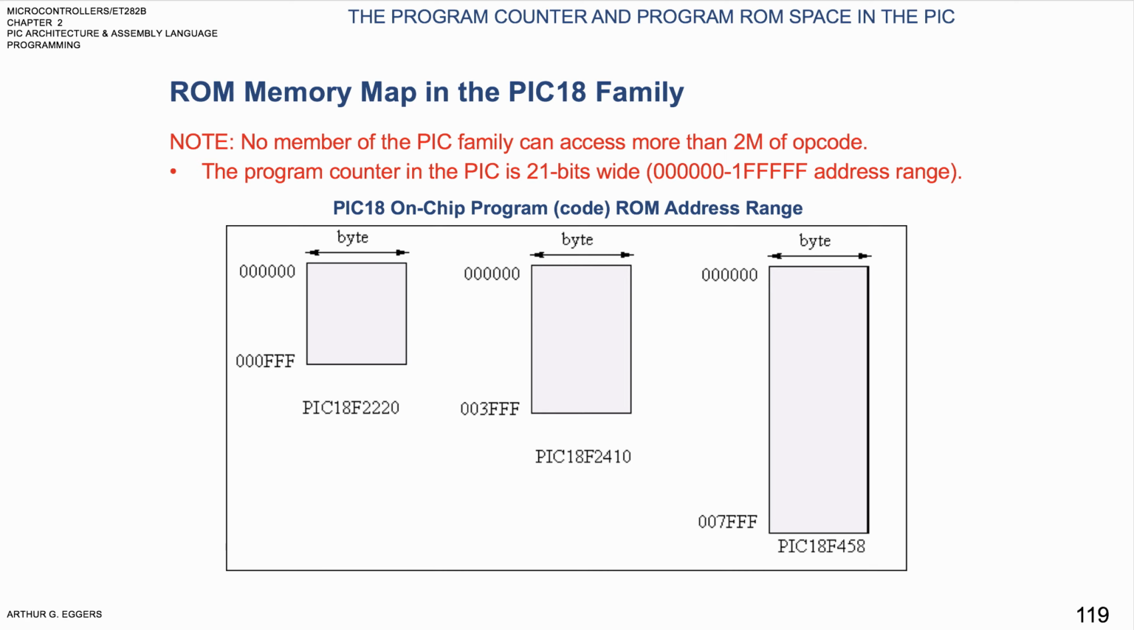So if we take a look at this, no member of the PIC family, again, can access more than 2 meg of opcode. The program counter in the PIC is 21 bits wide, or that 000000 to 1FFFFF of the address range. So we can see in this diagram, in looking at the PIC-18F2220, the PIC-18F2410, and finally the PIC-18F458, an example of diagrammatically showing the ROM address range.